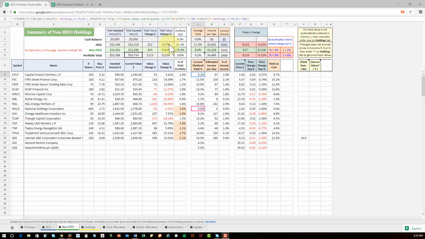You'll notice portfolio totals at the top, such as cash balance, HDO and non-HDO. These totals lay out your average yield and income per year, as well as showcasing things such as today's positive or negative gain for that day.